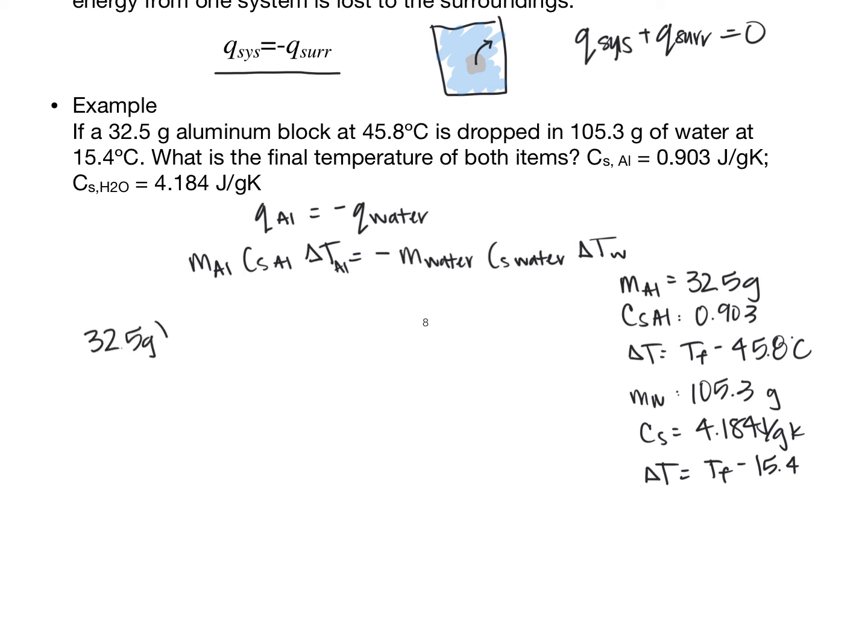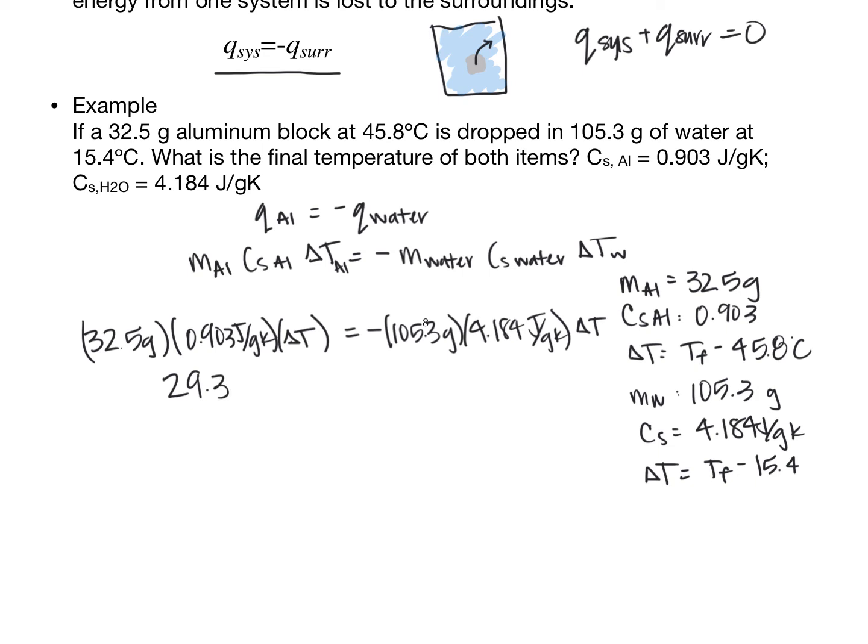So now we can just start plugging these values into this equation where we're going to have 32.5 grams multiplied by 0.903 joules per gram Kelvin. And in this case, I'm going to just leave these as delta T for now. And this is going to equal negative 105.3 grams times 4.184 joules per gram Kelvin delta T. So we can plug these into our calculator and get 29.3 delta T, which is going to be TF minus 45.8.